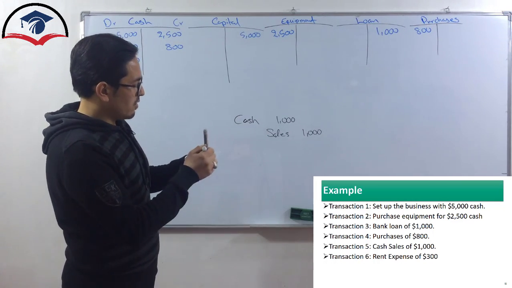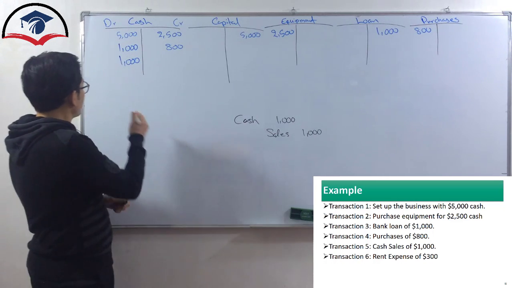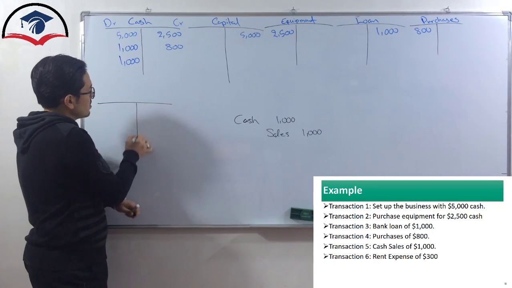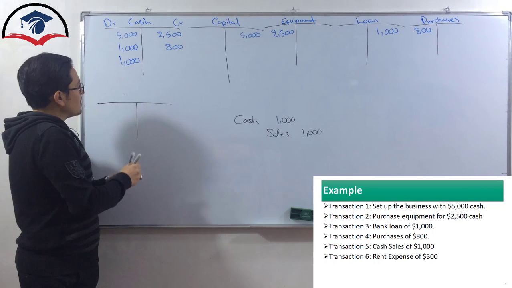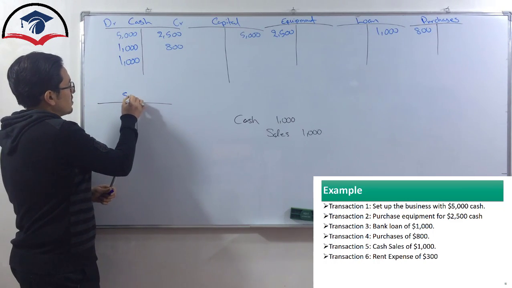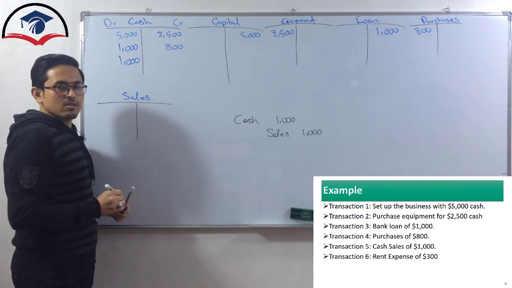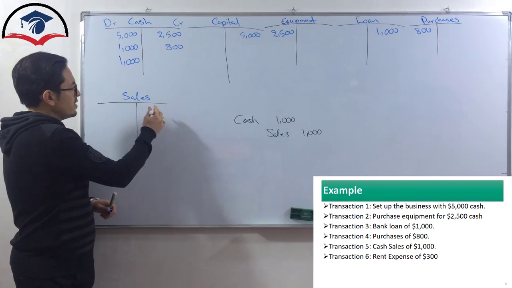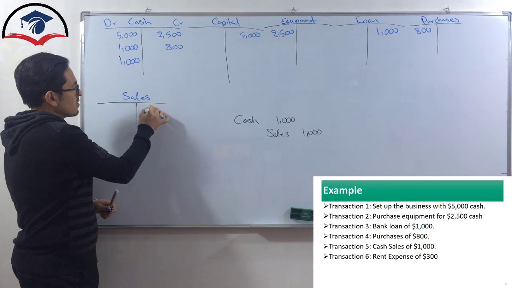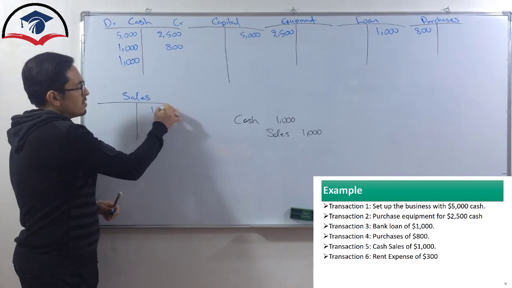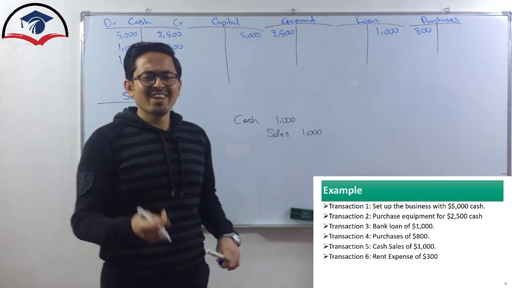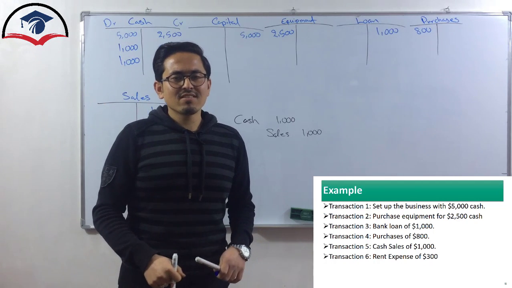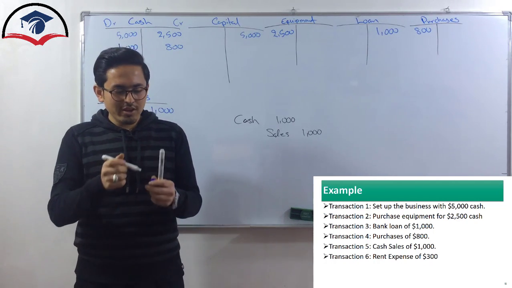Oh, there is no account for sales. So let me write it here. This is another T account with the name of sales, and there is credit $1,000. Just, it's incurred.